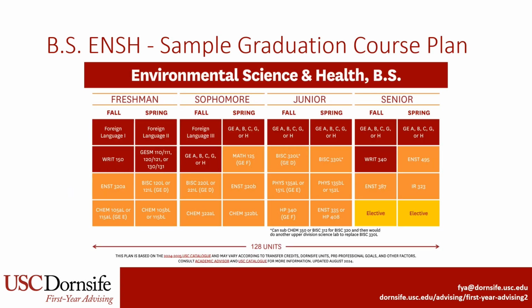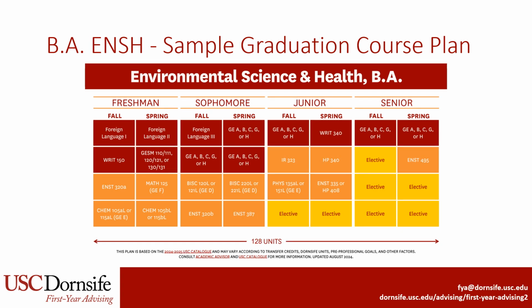Here's the sample four-year plan for the Bachelor of Science in Environmental Science and Health. The same notes I shared about freeing up more elective space for the environmental studies major also apply here. So if students come in with credit or overlap certain requirements, there may be opportunities to free up additional yellow elective spaces. And here's the plan for the Bachelor of Arts in Environmental Science and Health. And you'll notice again that there are more elective spaces here than in the Bachelor of Science.